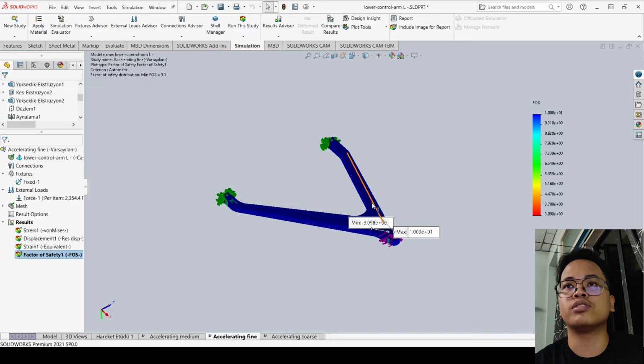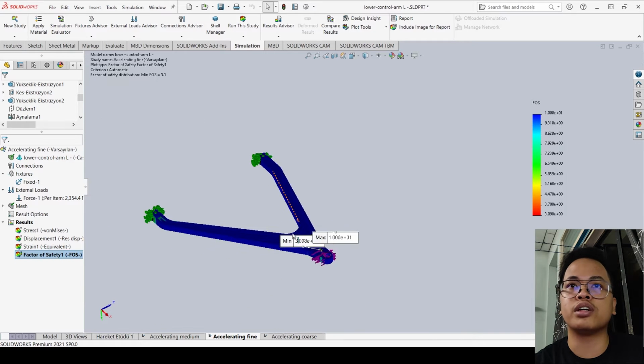For the factor of safety, as shown here in the chart, I have set the factor of safety upper limit to 10.